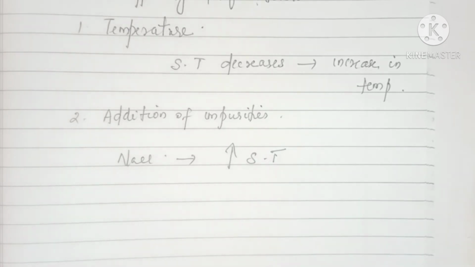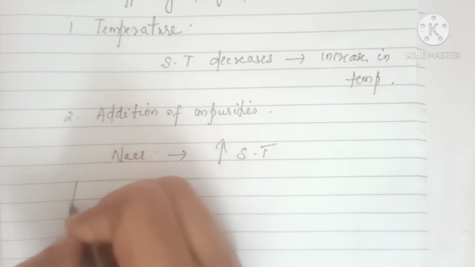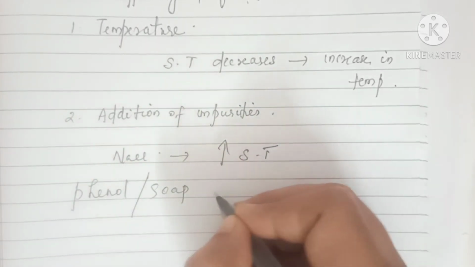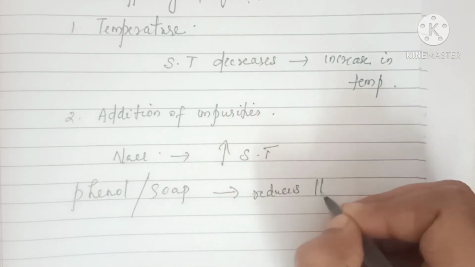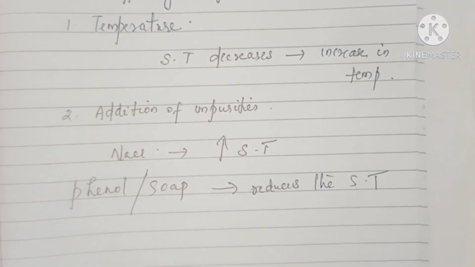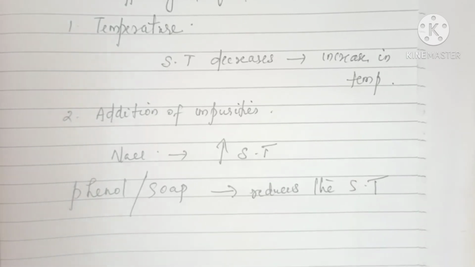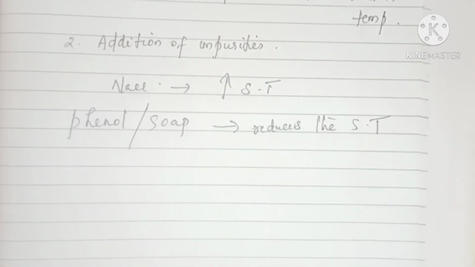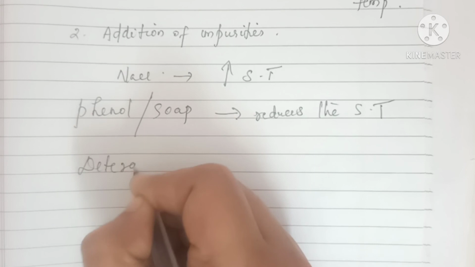Suppose you are using a sparingly soluble substance like phenol or soap or something like that, what will happen is it will reduce the surface tension of water. So these are all examples of adding impurities and affecting surface tension. Okay. One of the important questions from this section is how detergents affect surface tension.